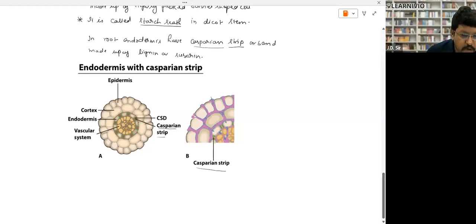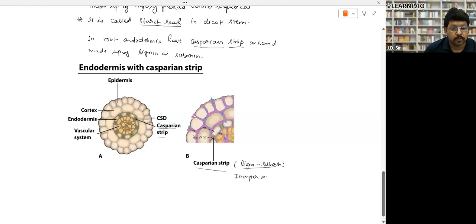Now, what happened? Because of this Casparian strip, water cannot enter from here, right? Then from where the water? Water will come between the cells space from here till here at the cortex. But when it comes to the endodermis, it has to enter inside the protoplasm, then into the xylem. The Casparian strip is made up of lignosuberin, right? And you know lignin and suberin both are fat compounds and they are impermeable to water.